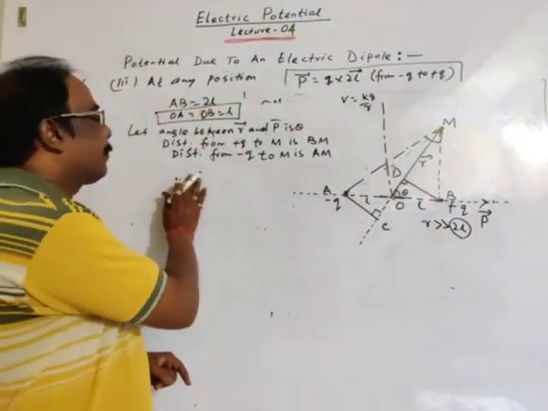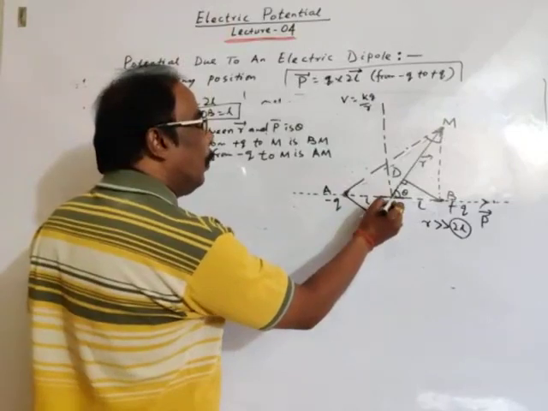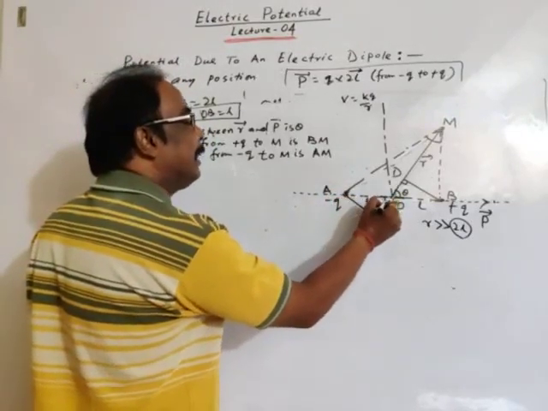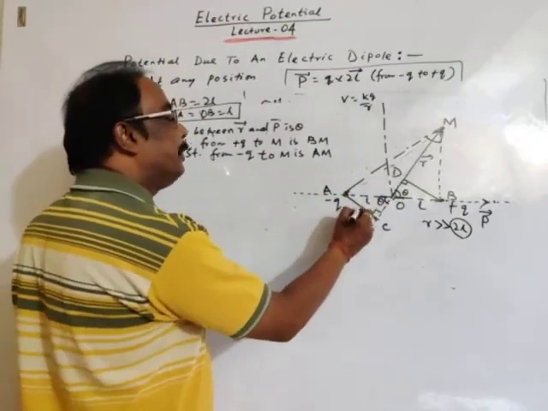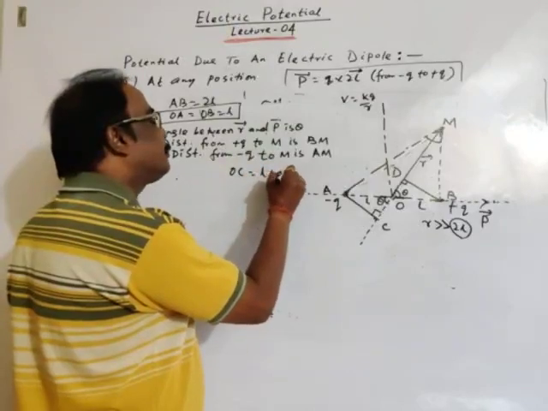So now, from the right angle triangle OAC, this angle is also theta. Then this will be OC. OC is L cos theta.